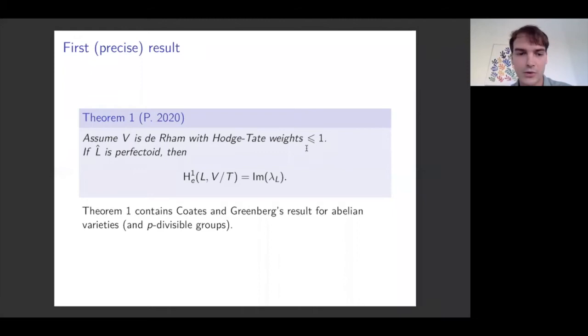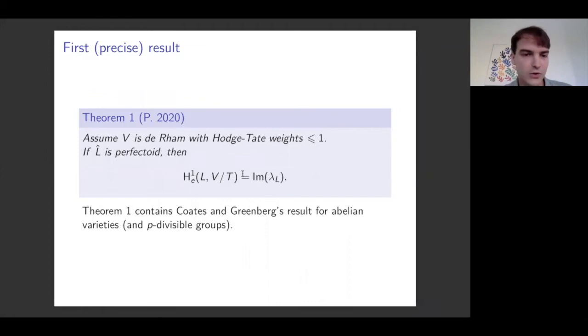And so that's the main, most precise result. We will have another result later on, way more general without this hypothesis on the weights, but of course less precise on the description of the exponential subgroup. So now I would like to start to go into the proof of this.